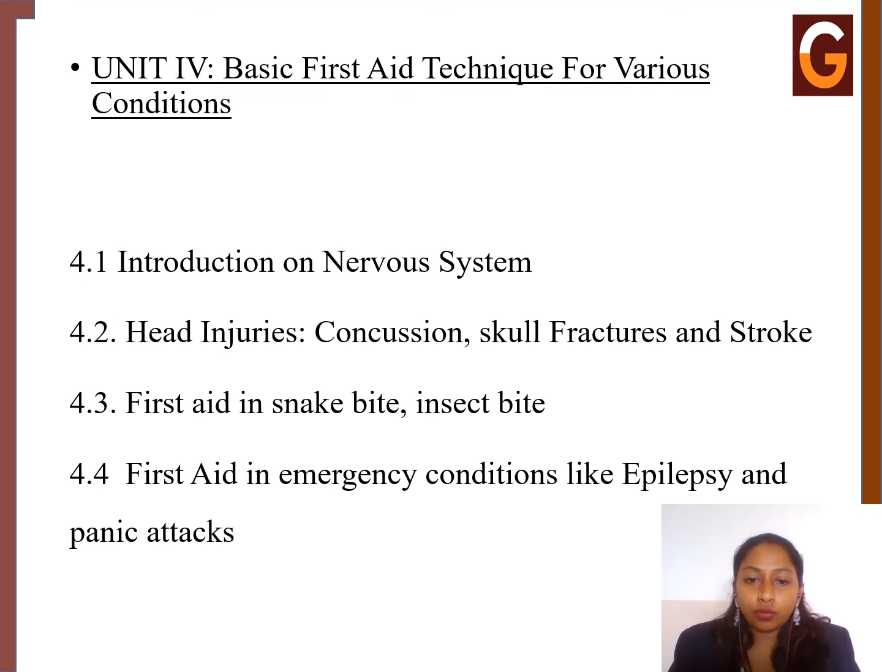So all these 4 units we will be dealing with how you can give the first aid on different conditions, different emergencies, and the basic steps. So this whole unit of the first aids will give you a better idea about how to deal with the situation, how to take charge, and what are things to be done in an appropriate way.